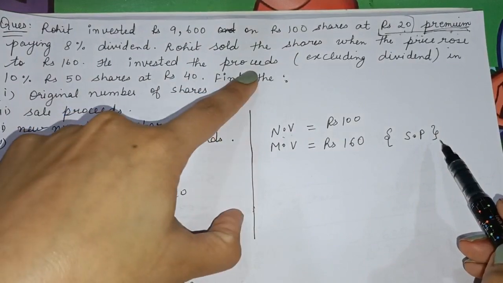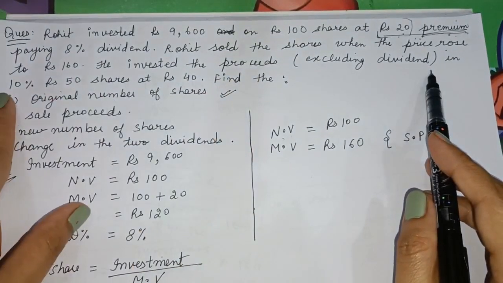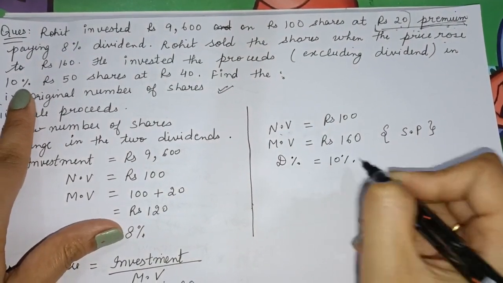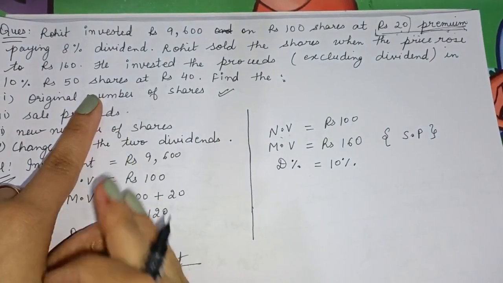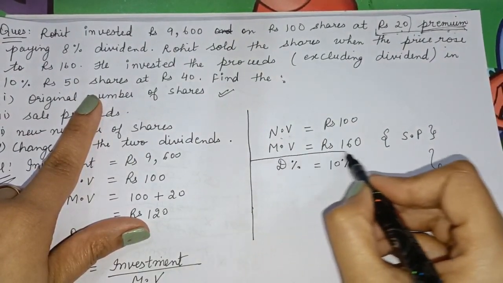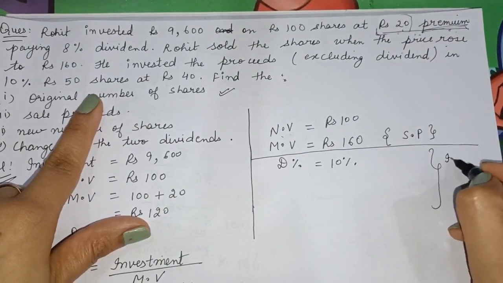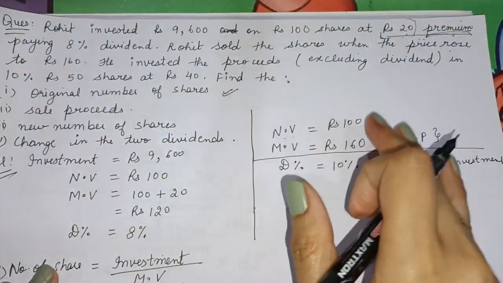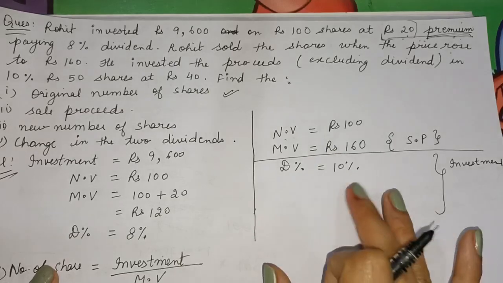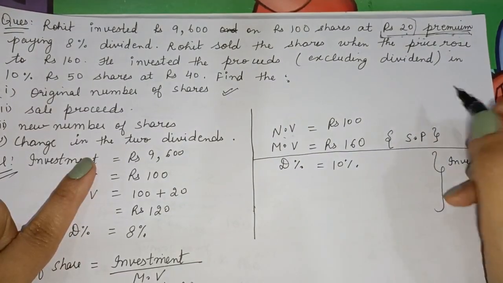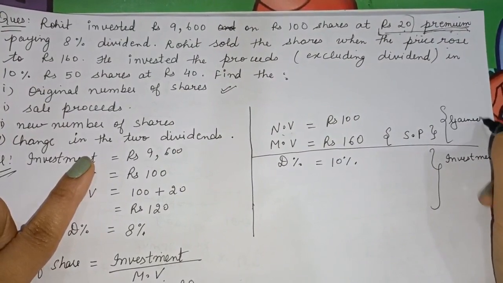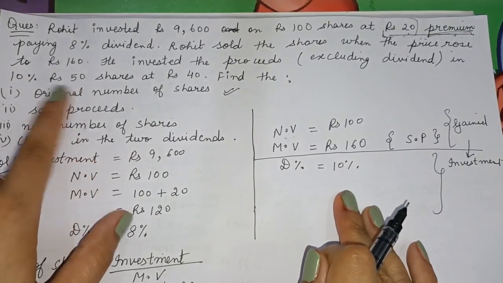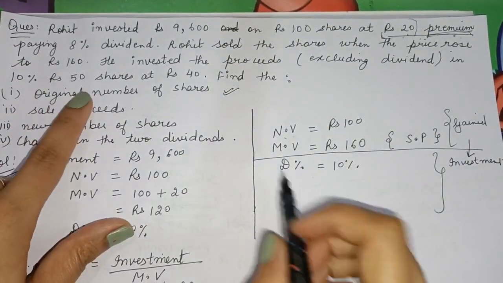He invested the proceeds, excluding dividend, in 10%, rupees 50 shares. So dividend percent is given to us, that is 10%, rupees 50 shares. So again he did some investment here apart from this. Next, he sold, and after that he did investment. He bought, then whatever he bought he sold, then again he did investment with what he gained after selling. In 10% dividend, rupees 50 shares.